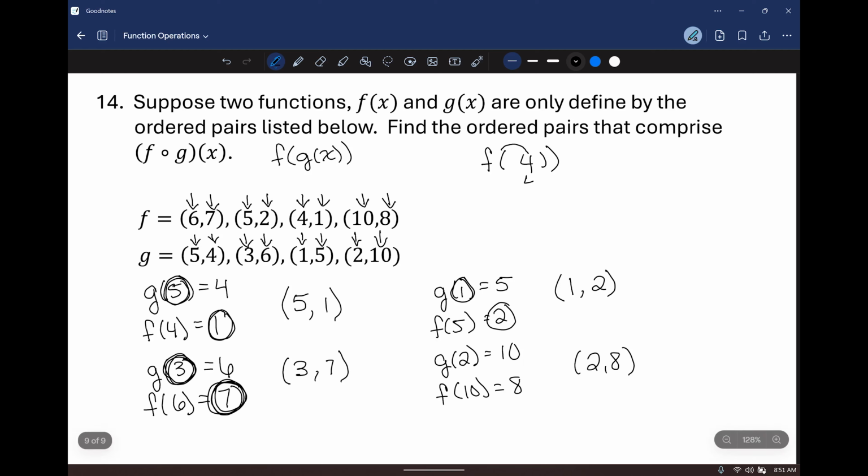Now, it does happen every now and then that an output you get may not be an input of f. So for instance, here I got 10. Let's say this point was not here. Then I just wouldn't have a point that goes with f of g of x because the output of g was not an input option for f. So those would be my 4 ordered pairs that comprise f of g of x.